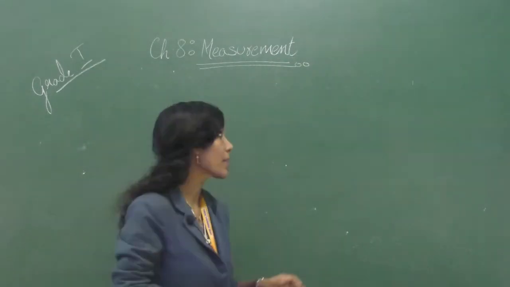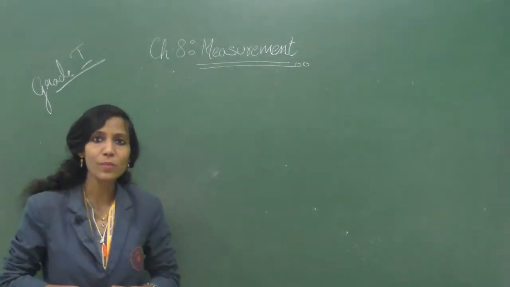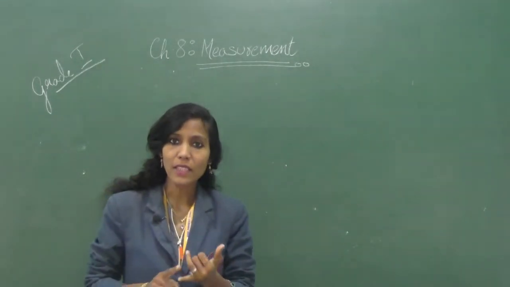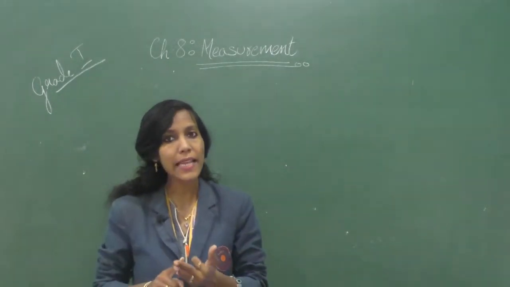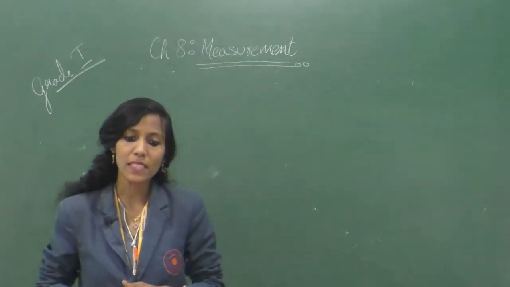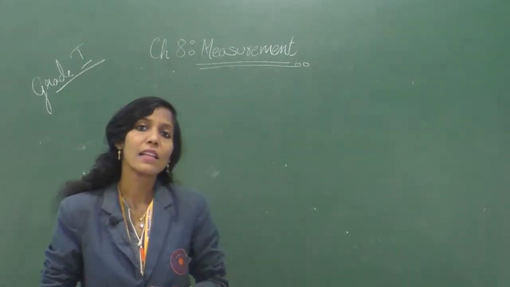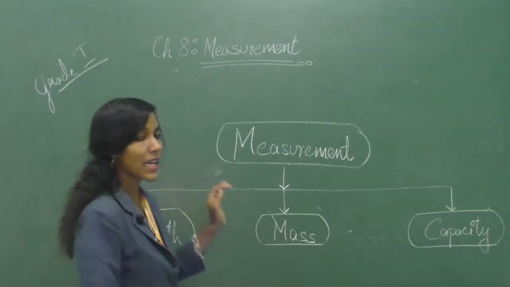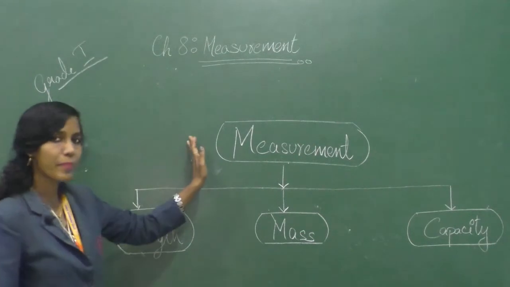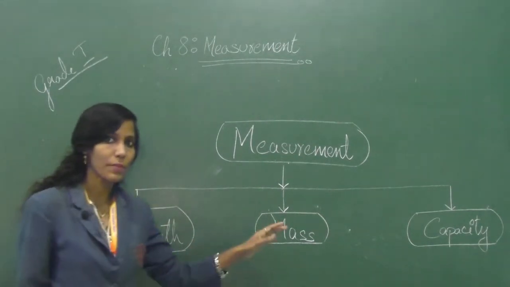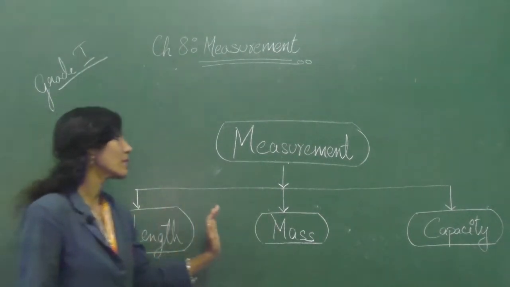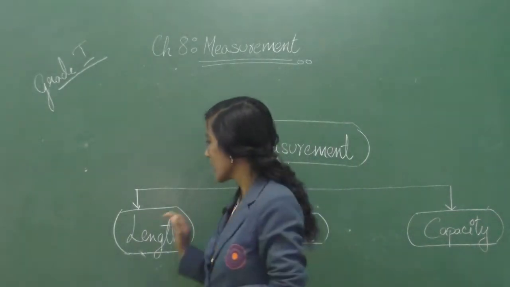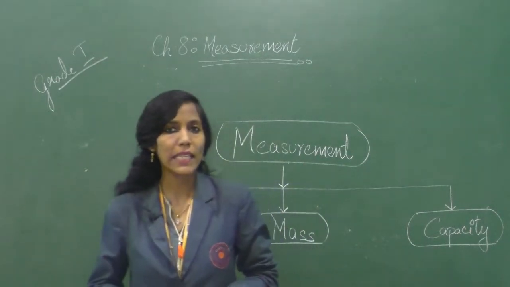Now in this chapter, that is chapter 8, measurements, we will be learning measurements of length, measurement of mass and measurement of capacity. So before we start, let's start the chapter with a mind map. Under measurement, we have 3 subtopics. They are length, mass and capacity. So we will start with measurement of length.